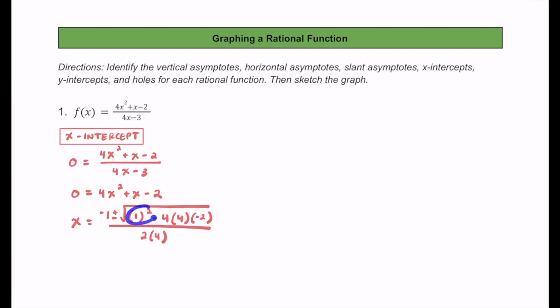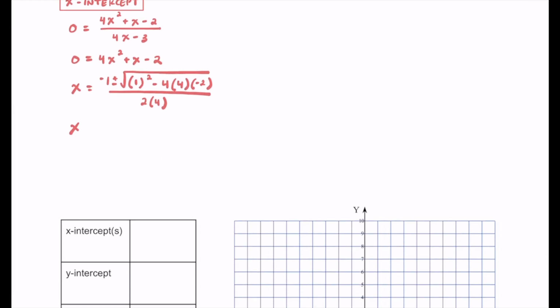Now this 1 squared is just 1, and then we have negative 4 times 4, which is negative 16, times negative 2, which is positive 32. So we have 1 plus 32 inside. So x is equal to negative 1 plus or minus the square root of 33, and then the denominator is just 2 times 4, so that's 8. Keep in mind that when we had y equal to 0, these are our two different x values. We have our plus or minus version.